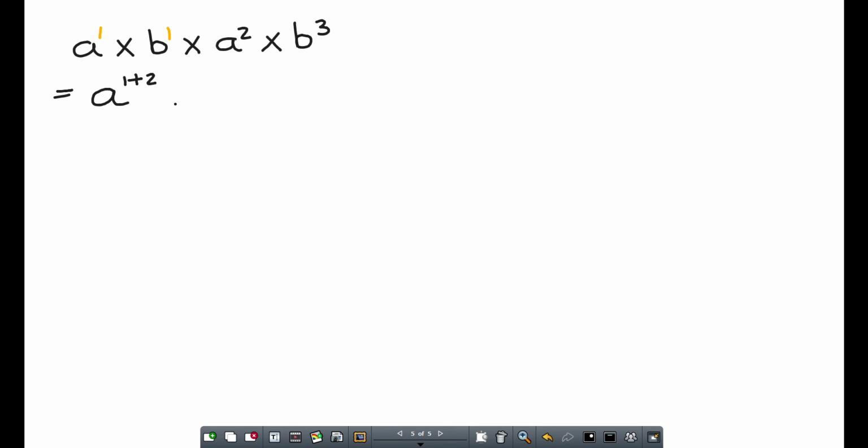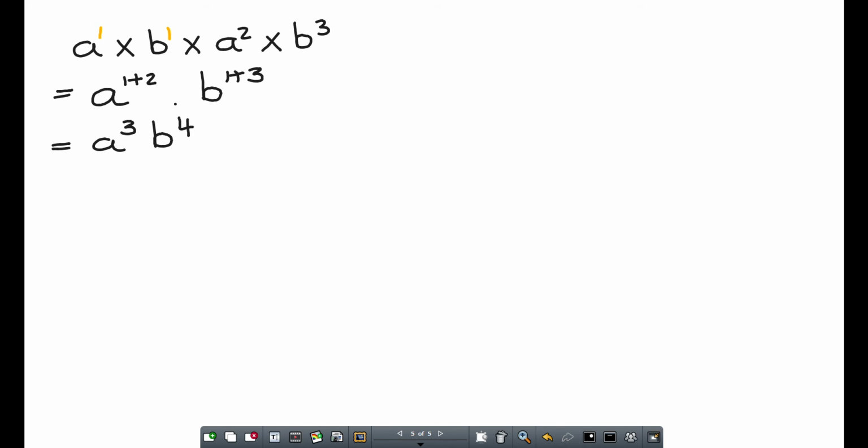Now let's group our B's together. So B to the power of 1 times B to the power of 3 will be the same as B to the power of 1 plus 3. So my final answer will be A to the power of 3, B to the power of 4. Any questions there? Good. Last one.